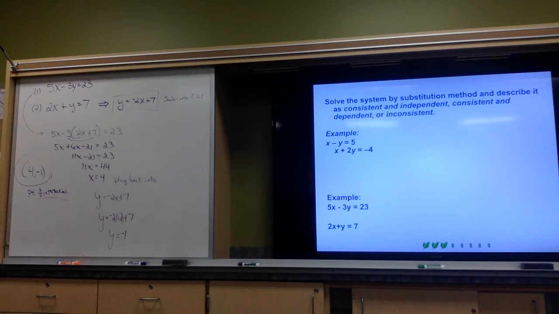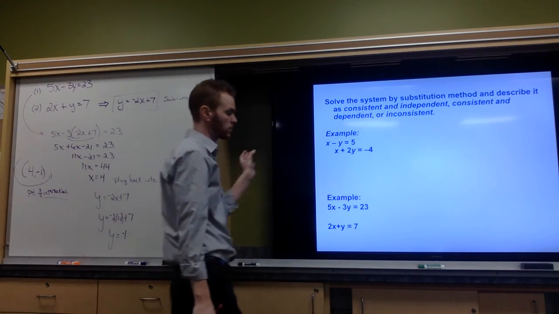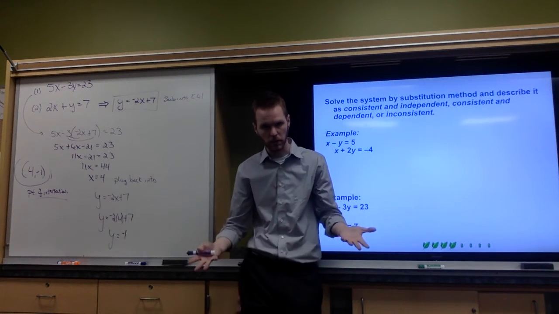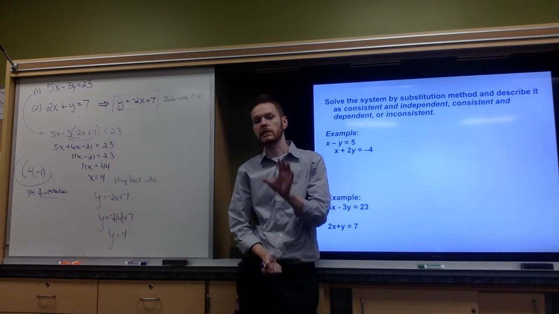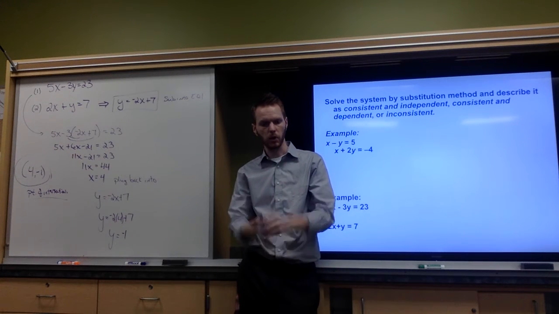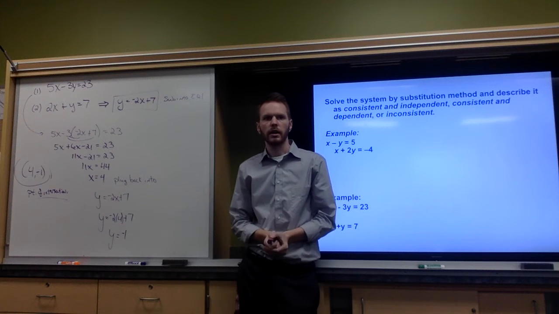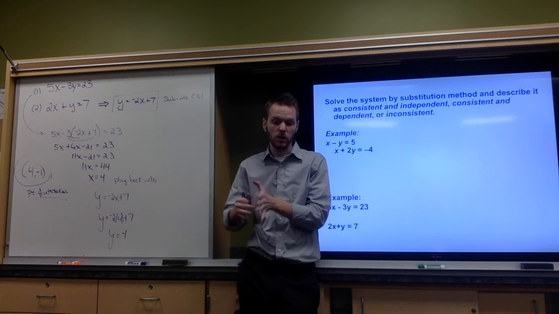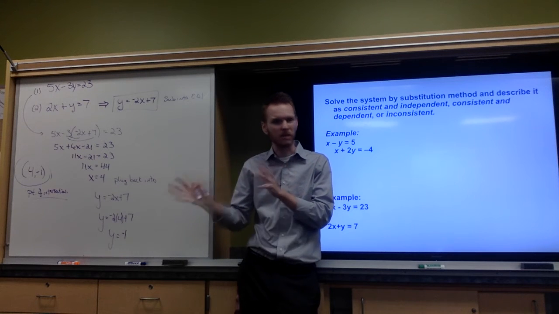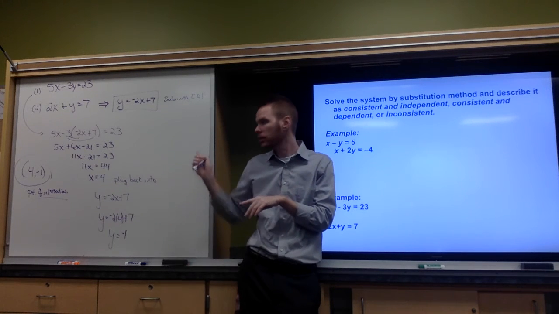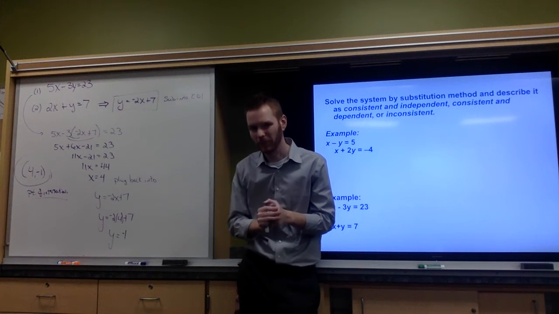Okay, that's it. Not too bad. Now, both of these systems, we're going to describe them using the terms I just gave you. They'd both be classified as consistent and independent. Okay, they don't rely upon each other, and they're their own individual identity. Really, they're their own individual graphs. So these would be both consistent and independent.